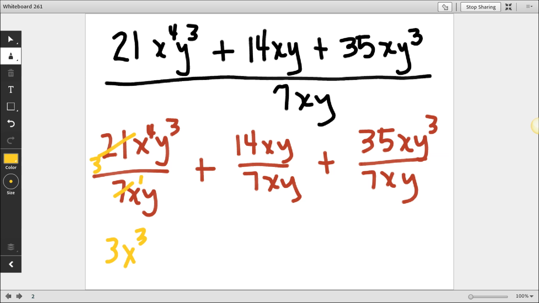Same thing for the y's. We've got y to the 3rd power on top. On the bottom, we've got y to the 1st power. It's assumed. And then 3 minus 1 is y to the 2nd power.